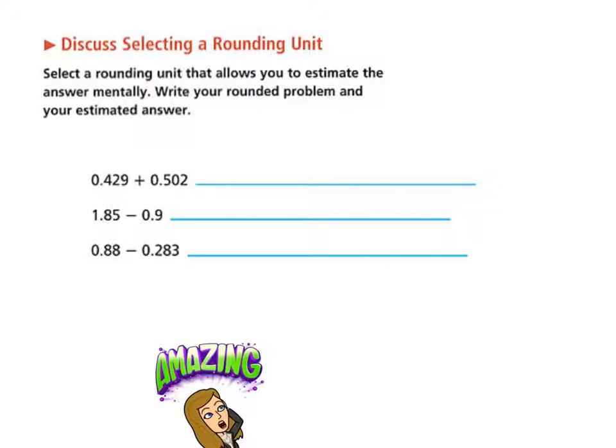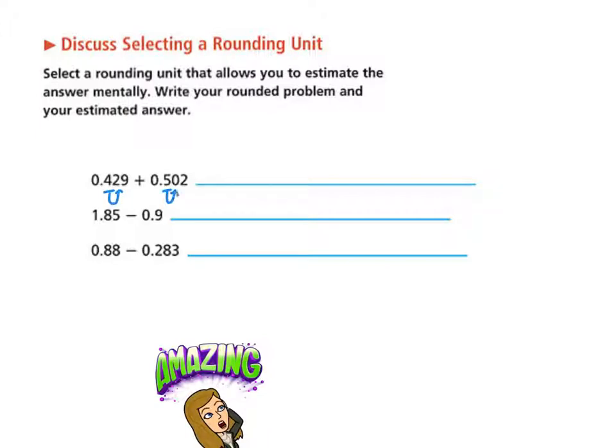So on this page, we're going to discuss selecting a rounding unit. Now, we always select a rounding unit because when we do that, it allows us to estimate the answer mentally. So we're going to be writing our rounded problem and our estimated answer on the lines below. So this first one is 429 thousandths plus 502 thousandths. So I'm going to round to the first full number that I have here. So instead of the zeros, I'm going to round to the tenths place. So it's almost like the front end estimation.